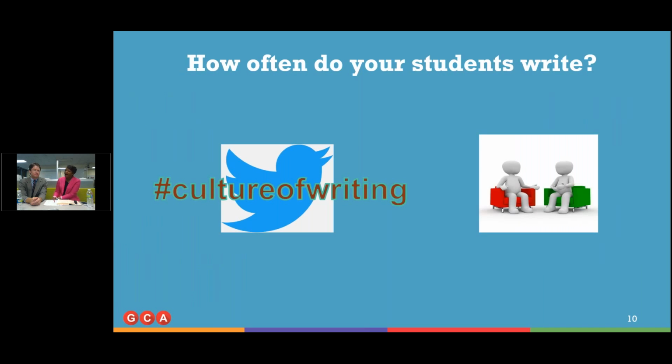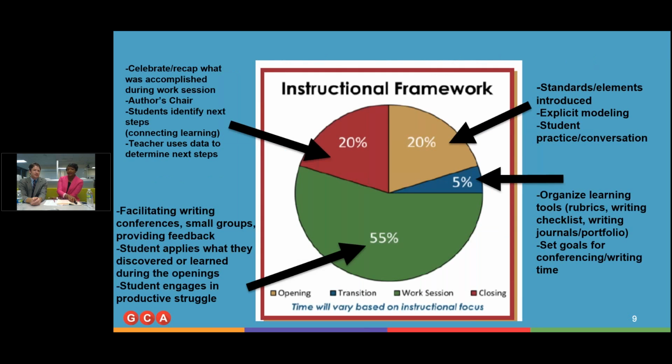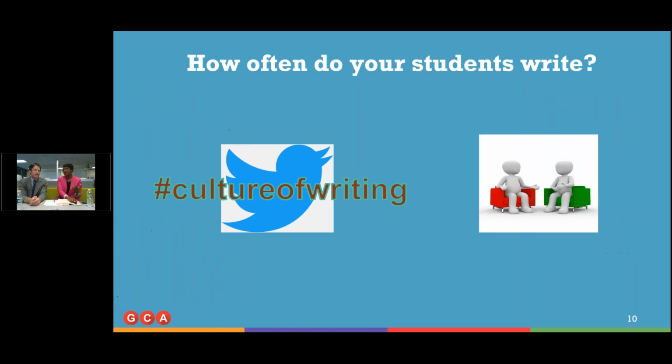So, how often do your students write? Thinking about the instructional framework and the various components involved, if you're thinking about your lesson plans or your writing lessons, it might not look just like this. You might use language that's a little different, and that's okay. But just think about time-wise: how often do your students write? We're going to give you a moment to think about that and have some conversations with the people around you. If you're on this webinar with your PLC, you're welcome to tweet out your thinking using that hashtag culture of writing. We'll check that here in just a moment.